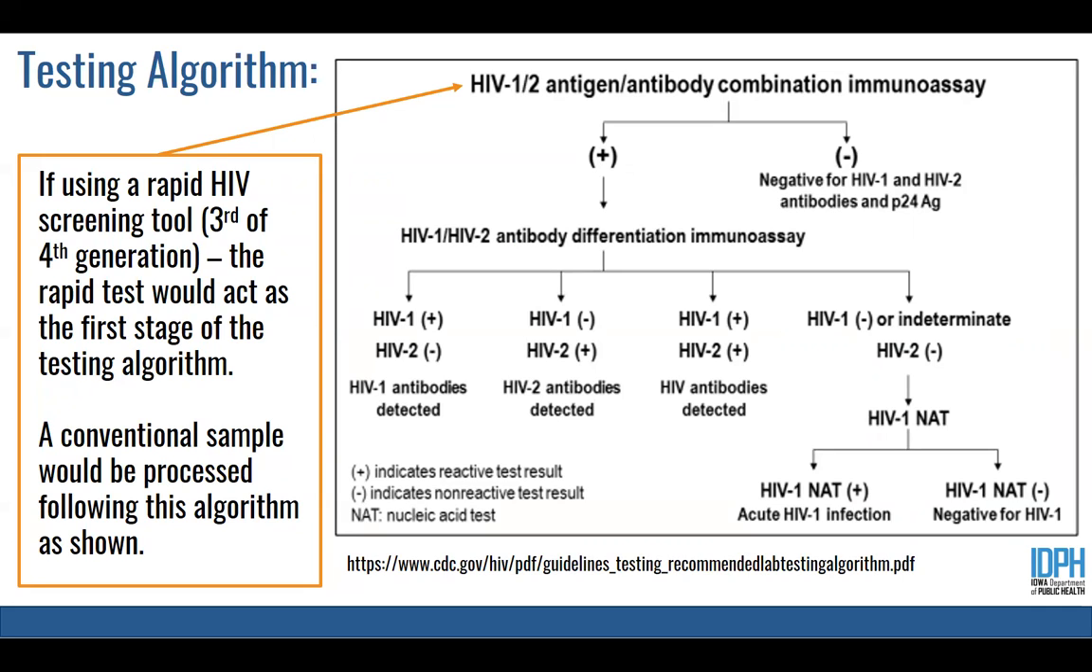So as it relates to HIV 1 and 2, this is the antigen and antibody combination immunoassay. So if you're using a rapid HIV screening tool, either third or fourth generation, the rapid test would act as the first stage of the testing algorithm. But a rapid test doesn't move us beyond that stage. So rapid tests are really just a screening tool or an entry point into the total algorithm. And should a rapid test come back reactive, a conventional sample needs to be drawn and sent to a laboratory so that this algorithm can be completed to identify if there is a current active HIV infection.